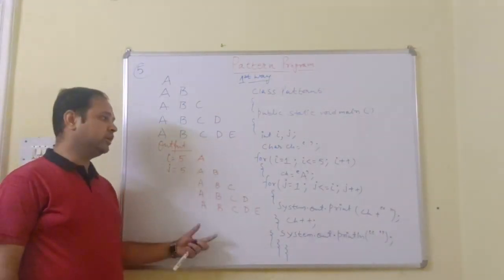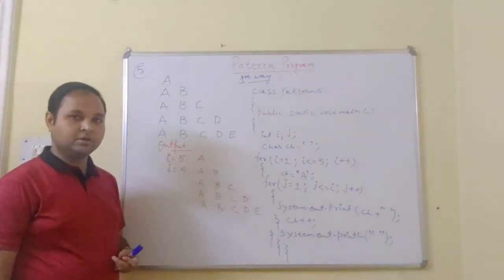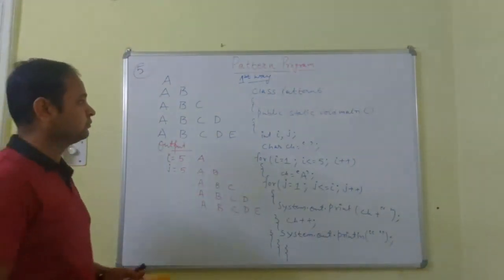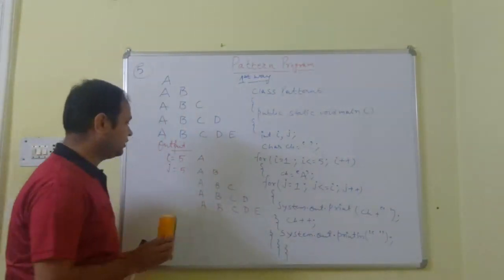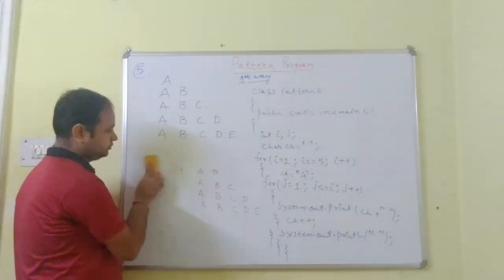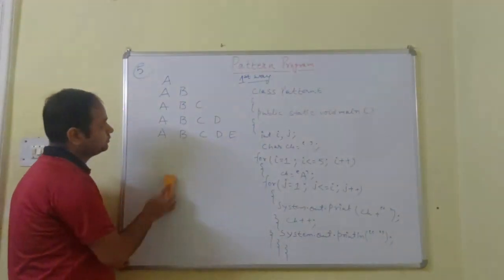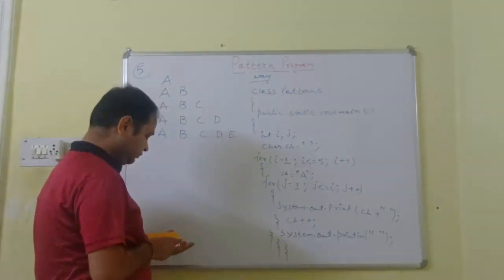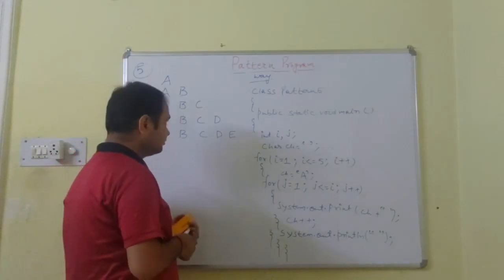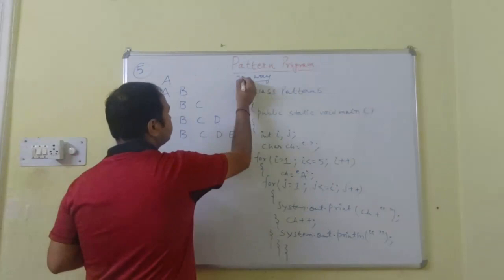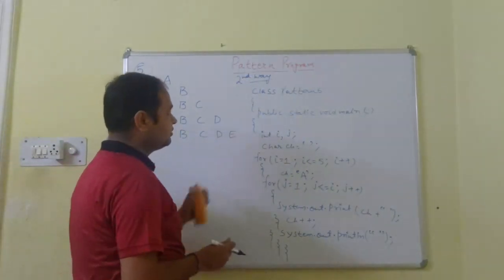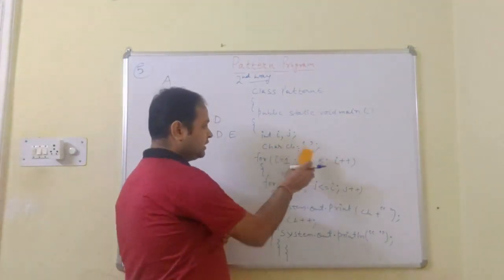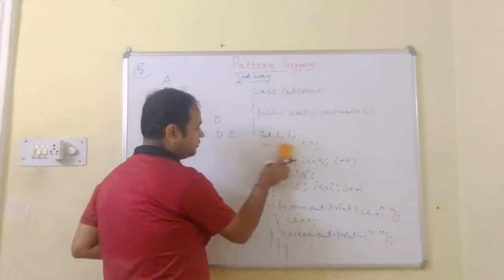Okay. So this is the one way to solve this pattern. Now I will show you another way. The same question, I will show you another way. Secondly, same class Pattern5, public static void main, int i, j, character variable initialized with null. Okay. I change over here.